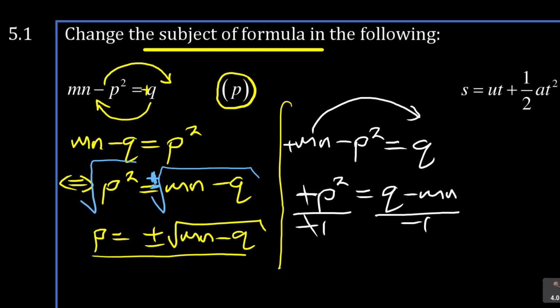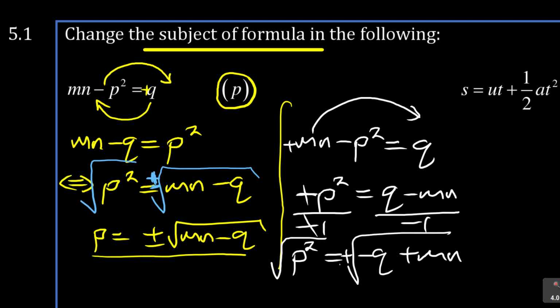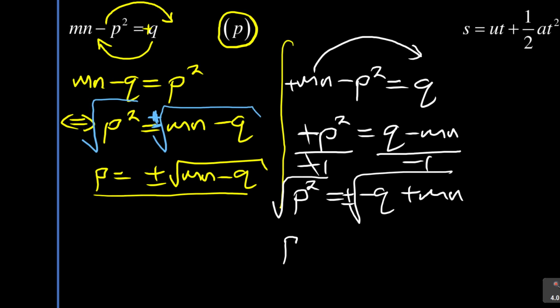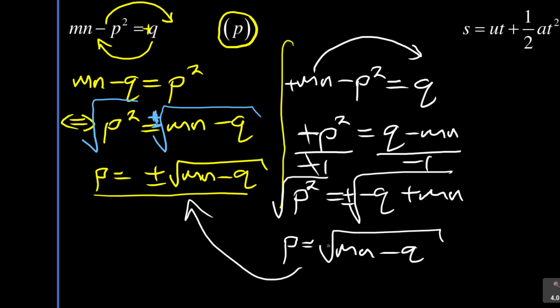Then from there, I'll have P squared. Now, when you divide something by minus 1, you interchange the signs. Q becomes minus Q, minus Mn becomes plus Mn. Okay. You understand? Then, when that is gone, I can then go on and square root, and then plus or minus. You see? Then I will have now P is equal to, if I'm to start with positive Mn, it will be Mn minus Q. You see, taking us back there.